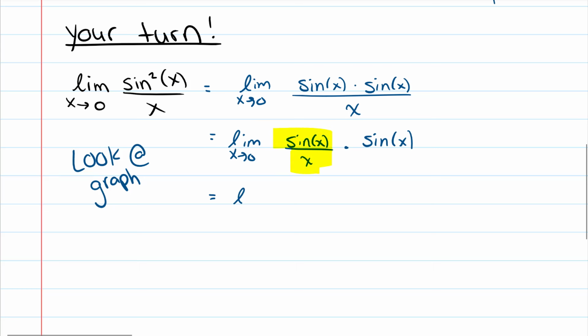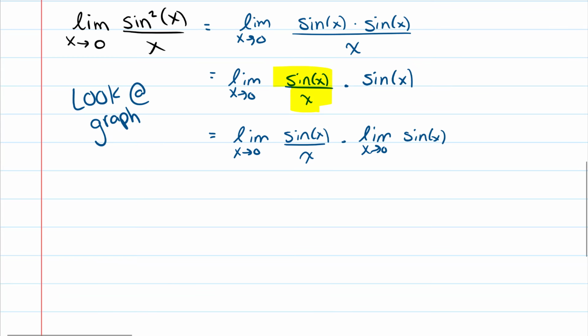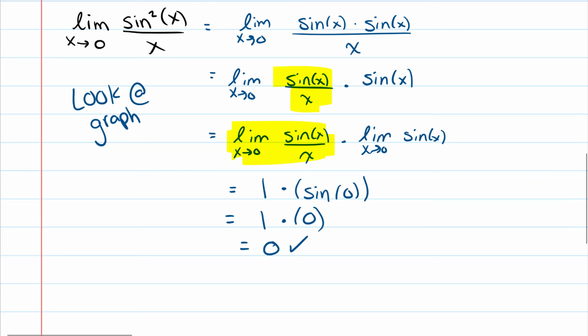So now we're going to use the product rule of the limits. And now we know that this first limit, the limit as x approaches 0 of sine of x over x, is equal to 1 times, and now we can just plug in 0, sine of 0. So you get 1 times 0, which is 0, which is what we should have got in the first place.